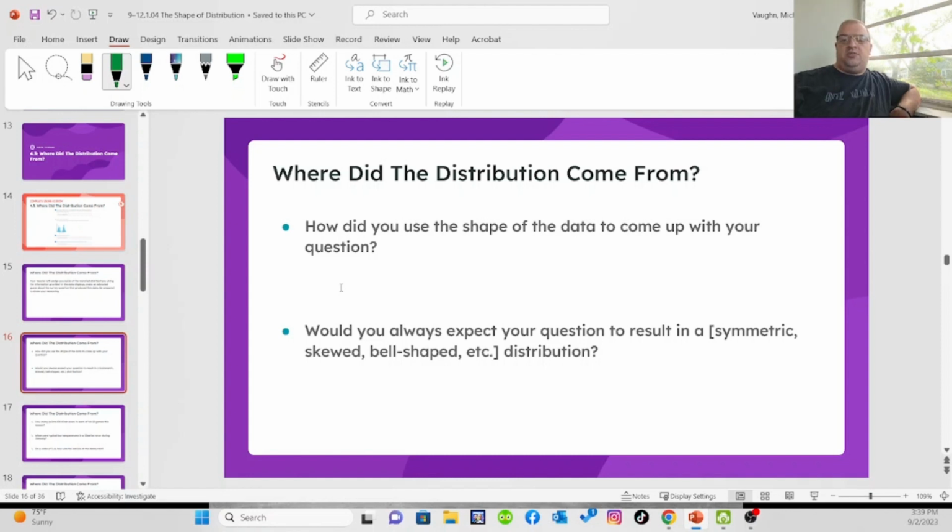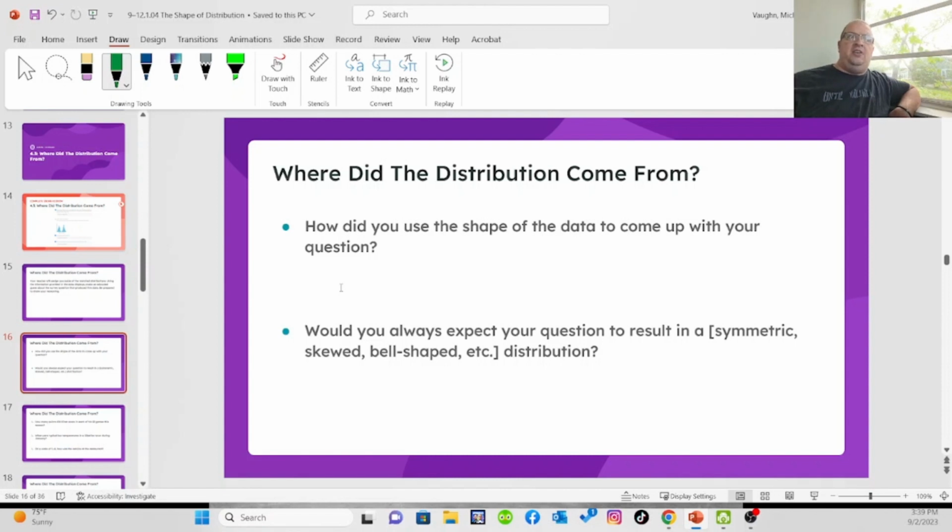If I have a uniform distribution, then I'm going to have some type of question where I expect my answers to be distributed evenly. I expect the same number of people to give me an answer on the low end as I do to give me an answer in the middle, as well as an answer on the high end. That would give me uniform.